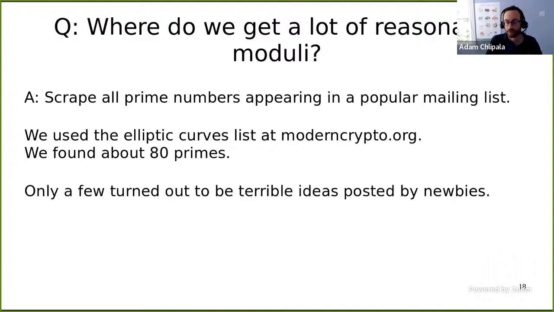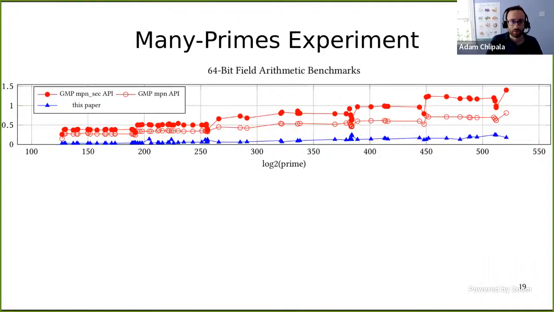And only a few of those turned out to be actually bad ideas for prime moduli and elliptic curves that were probably posted by people who weren't exactly experts in this area. So our compiler would sometimes time out for those. So here's one part of our performance results, benchmarking on all those primes.